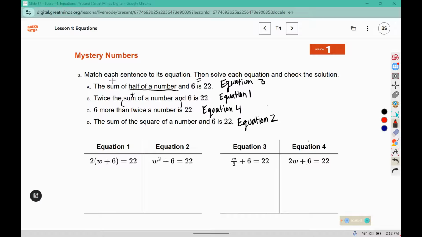So to solve these, we will distribute. This is 2w plus 12 equals 22. Subtract 12 from both sides. We're left with 2w equals, that's a subtraction, 10. Divide both sides by 2. W equals 5. Then we need to check.